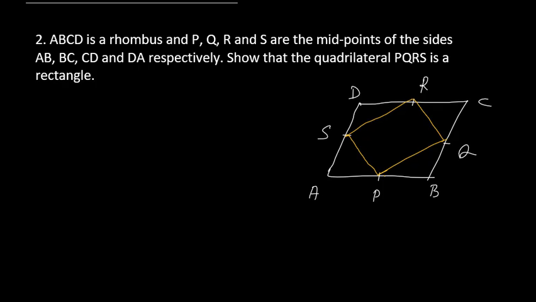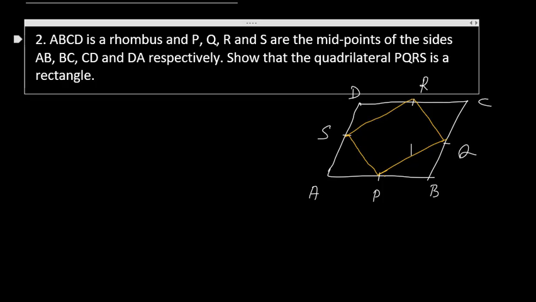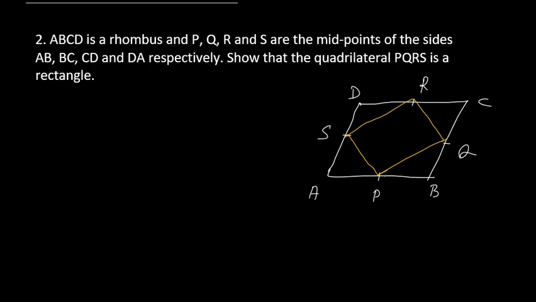And what else? Okay, so here I will start with the proof. What you have to prove is that this PQRS is a rectangle. You write given and to find. I will start with the solution.